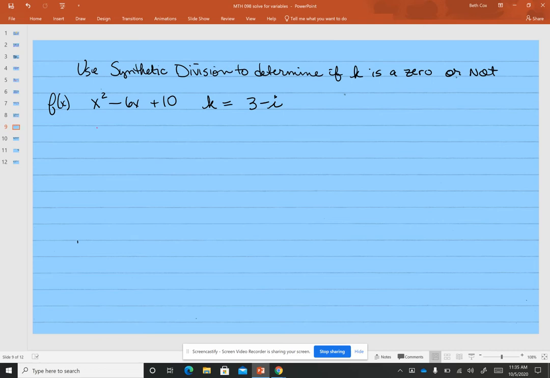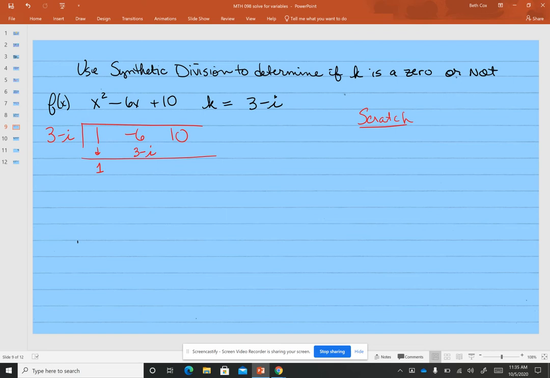We're going to do 1, negative 6, 10, and we're going to divide by 3 minus i. Okay, so now how do we do this? Well, we're going to use a little scratch paper over here, but we can do this. You've got to remember how to multiply with 3 minus i. So we know we're supposed to bring down the first number, and then we multiply 3 minus i times 1. Well, that's just 3 minus i.